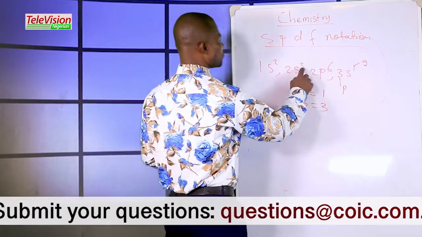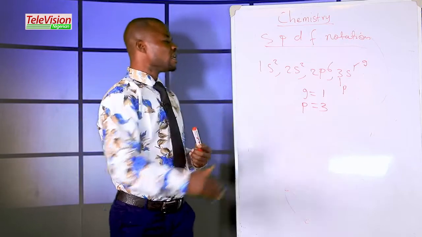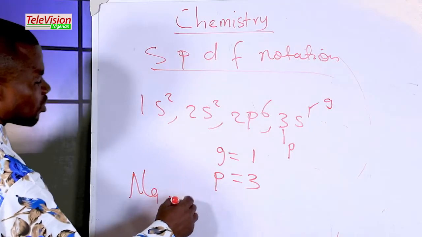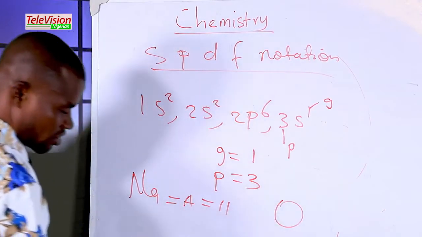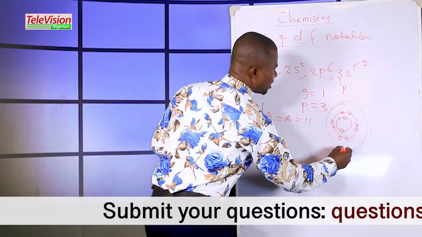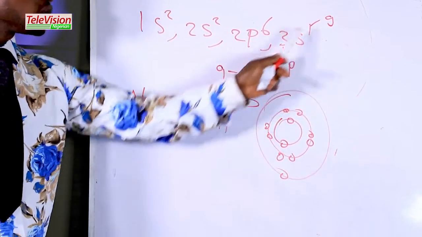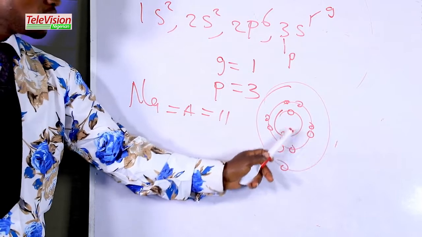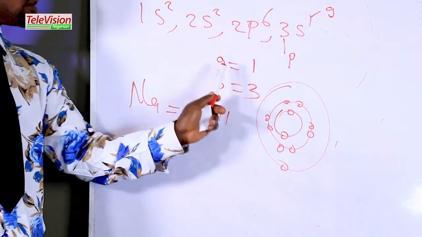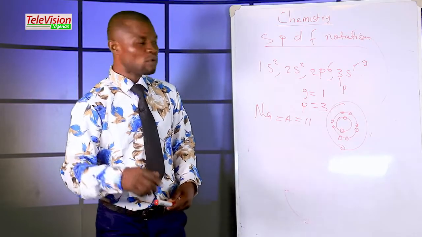Let's count it. 2 plus 2, 4 plus 6, 10 plus 1, 11. So the atomic number of this element is 11, which means that this element is sodium. Remember, we did the electronic configuration as 1, 2, 3, 4, 5, 6, 7, 8, 9, 10, and 11. So the number of electrons in the outermost shell is 1, which is group 1, and the number of orbits here is 3, 1, 2, 3, meaning period 3. So the power of the last S is the group, and the coefficient of the last S is the period. Do you understand? Let's go on.